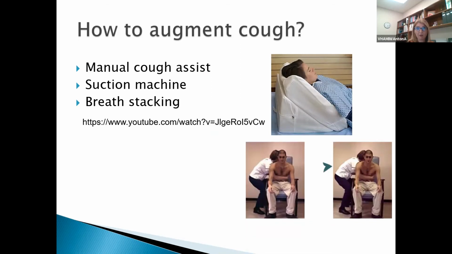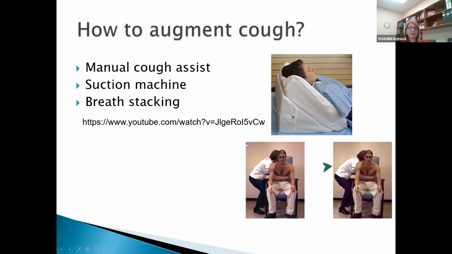How to augment cough? Well, there are things that can be done by the patient with some help from the caretakers or the family members, and they are effective. By that, I mainly talk about the manual cough assist, and you can see on the right that it can be done in bed or up in the chair. It's effective, it works, but it does require assistance from the caretaker or the family member.